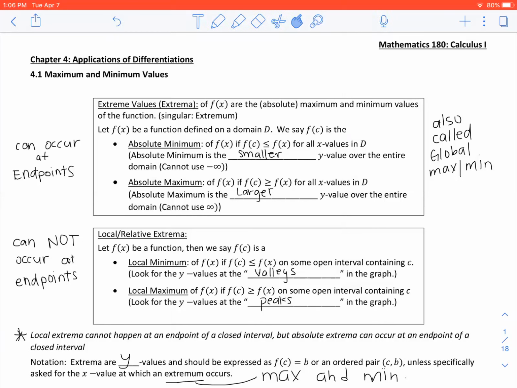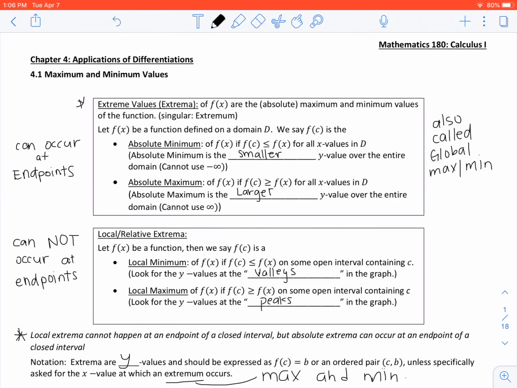This is Chapter 4, Applications of Differentiation, 4.1, Maximum and Minimum Values. First thing on here is extreme values, or extrema. We're going to go ahead and give that a star. The extrema of f of x are the absolute maximum and minimum values of a function. Singular is extremum.